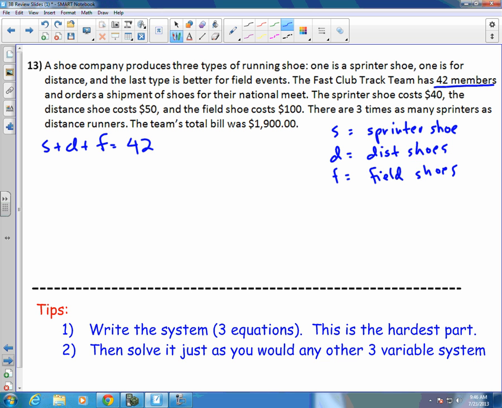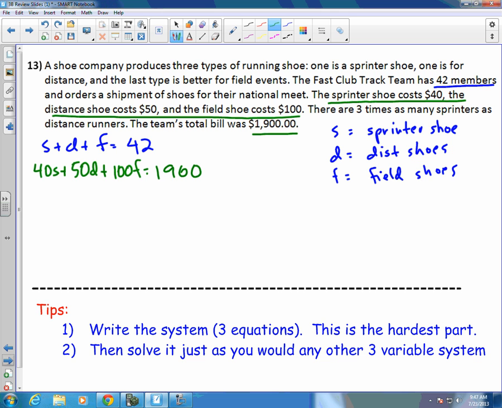Now the next thing you want to do, like we did with other systems, is keep your money together. You have a certain amount of money for each type of shoe: $40 for the sprinter, $50 for the distance, and $100 for the field shoe, and your total bill is $1,900. So it's going to be $40 for each sprinter, plus $50 for each distance, plus $100 for each field shoe, and the total bill was $1,900.